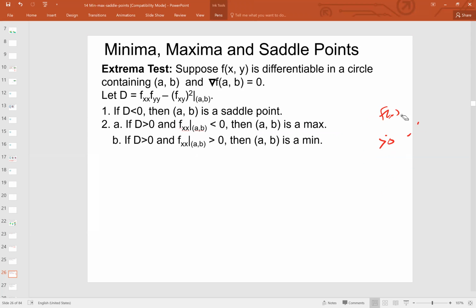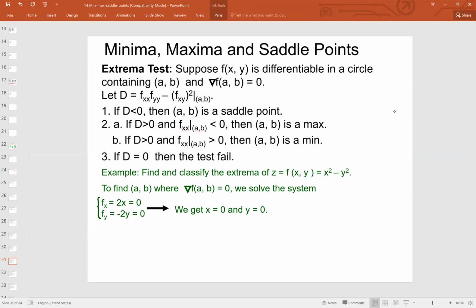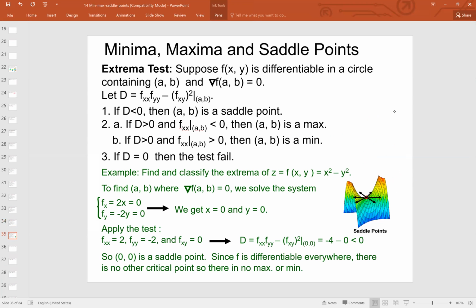And so below are some examples. Here's an example of a saddle point. You go through the calculation, find the critical points, and then you do the D test, the determinant test. You find that D is negative, and so you conclude that point is a saddle point. And in this case, it's a one-pass saddle point. You go down the other side.